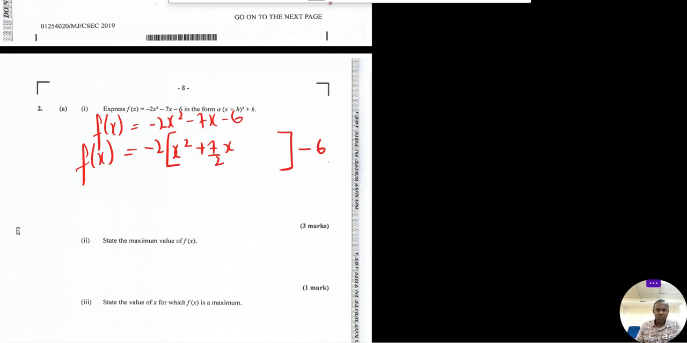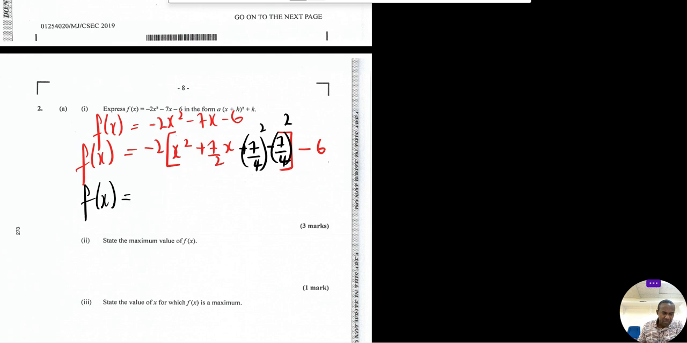Now, in order to complete the square of this quadratic, I must add a half of b squared. Now, inside the square brackets, of course, we have ax squared plus bx. And in this case, a is equal to 1, so we can proceed to completing the square. Now, b is equal to 7 over 2, and the half of 7 over 2 is, of course, 7 over 4. So I will add 7 over 4 squared, but I must also subtract 7 over 4 squared to ensure the expression does not change. And so what I end up with is this.